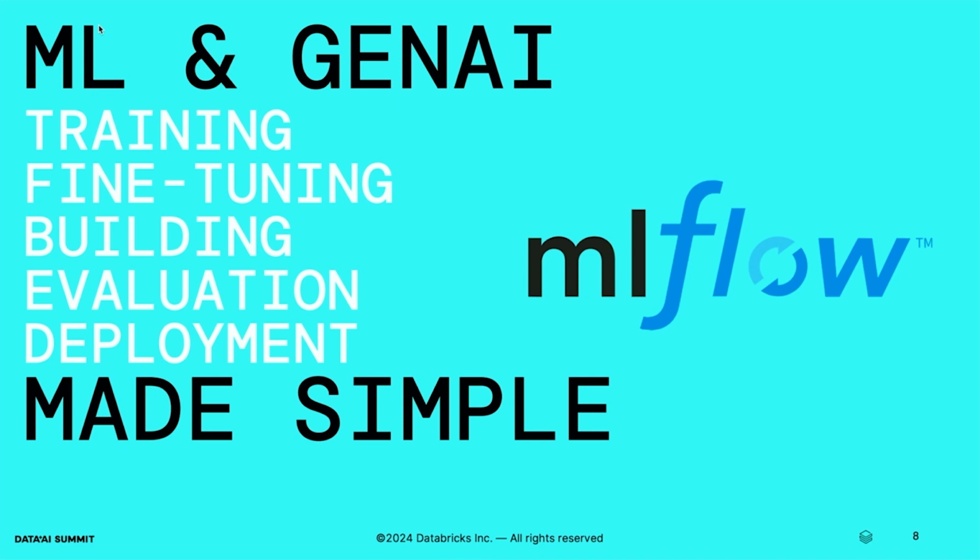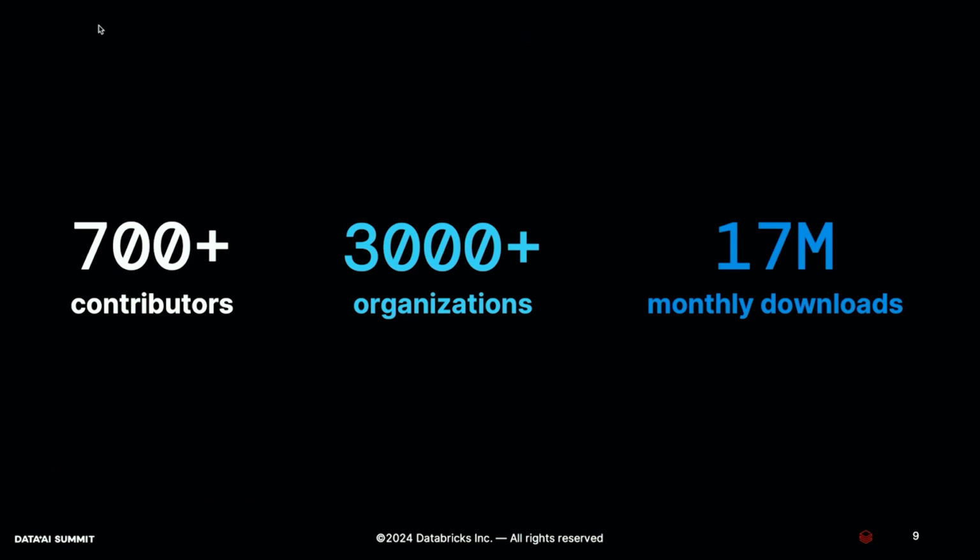At its core, MLflow is a unified platform focused on making machine learning and generative AI as simple as possible, whether you're training or fine-tuning models, building GenAI agents, performing large-scale evaluation, or deploying to thousands of customers. MLflow has more than 700 open source contributors, is actively used by more than 3,000 organizations, and has more than 17 million downloads monthly. And now that we've provided an overview of MLflow, let's dive into some of the most exciting advancements over the last year, beginning with our year in review.